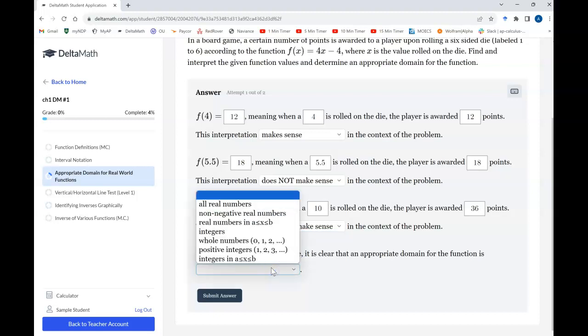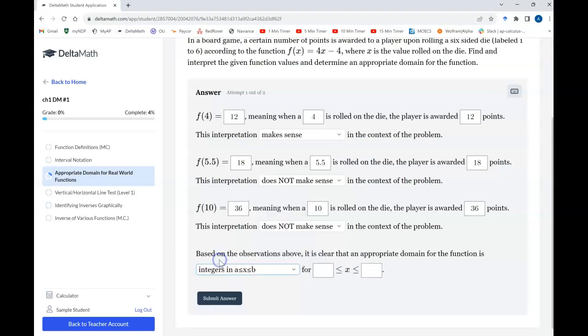So an appropriate domain is going to be, well, I can only get the numbers 1, 2, 3, 4, 5, and 6, right? So those are all integers. So the lowest could be 1, and the highest would be 6. So I just want the integers 1 to 6.